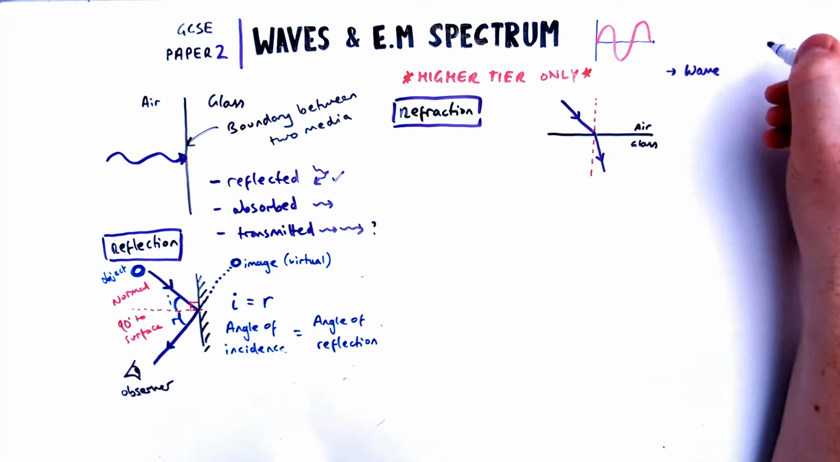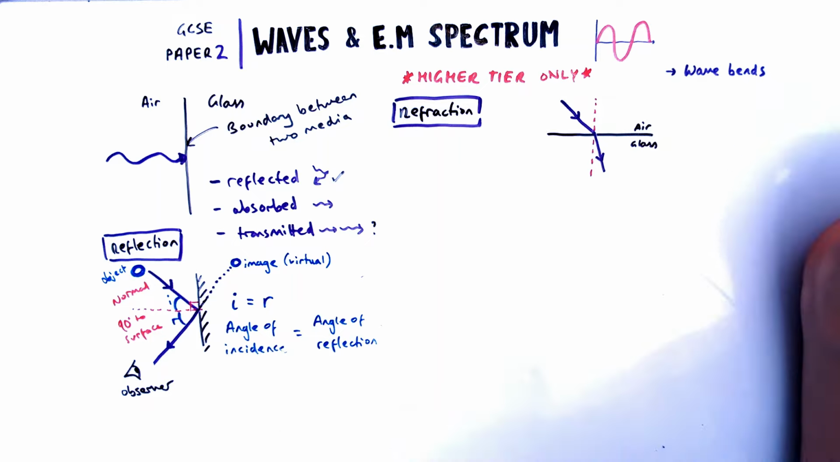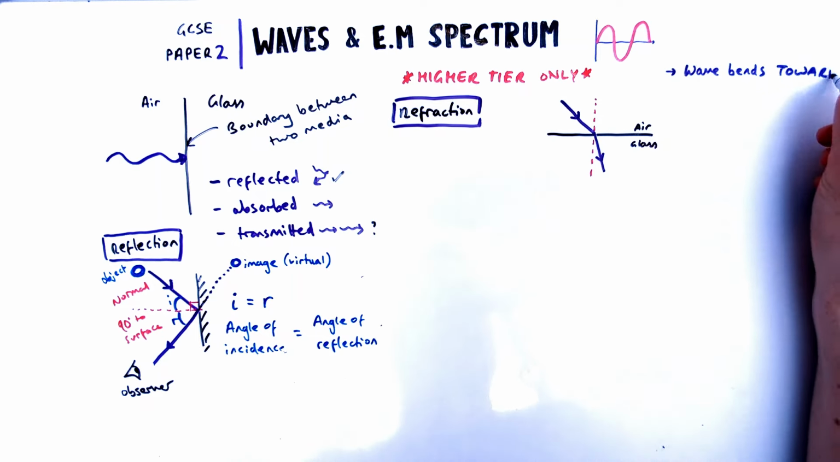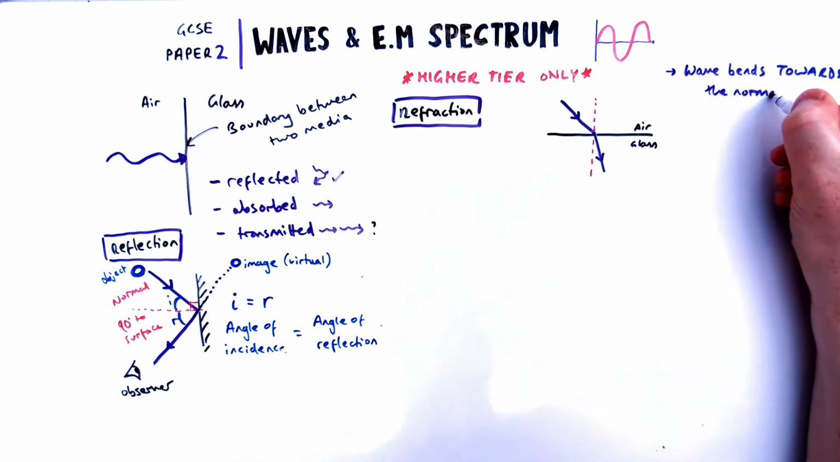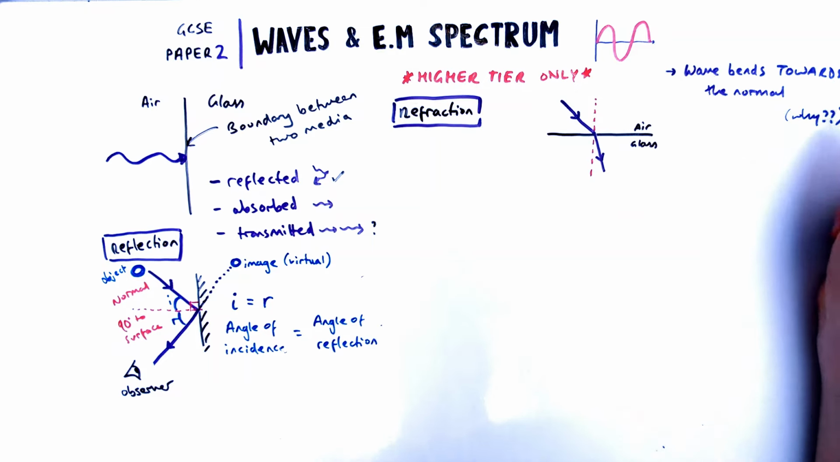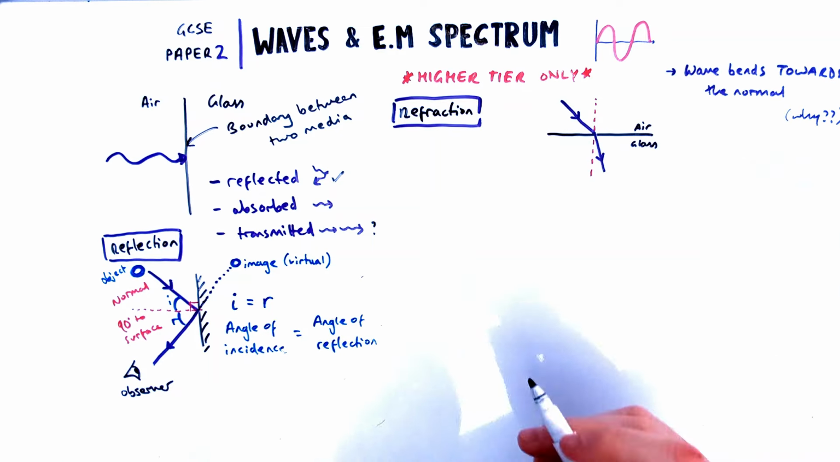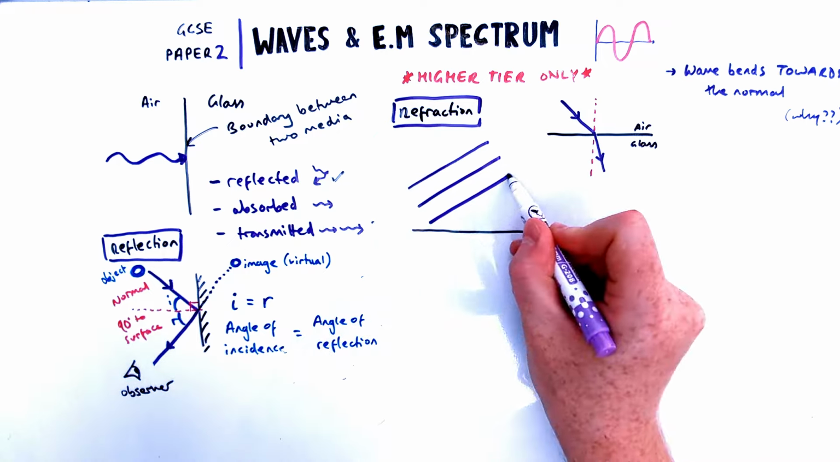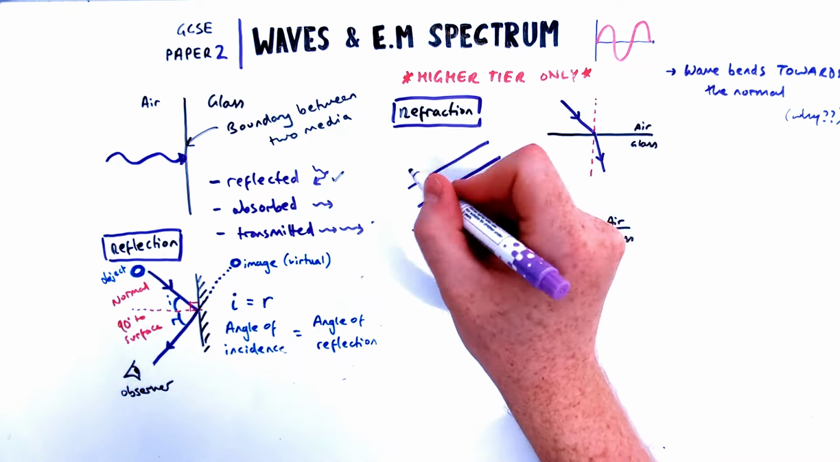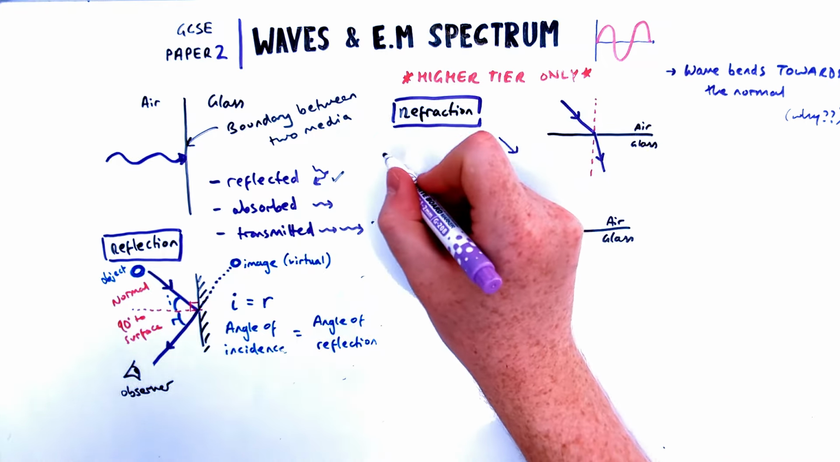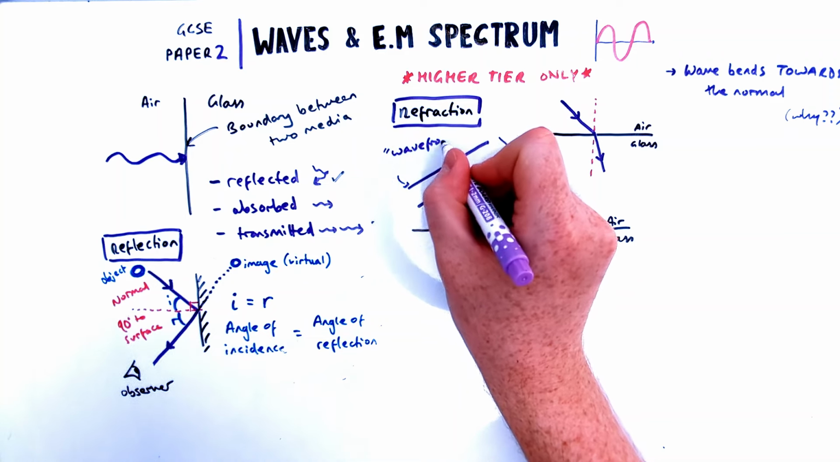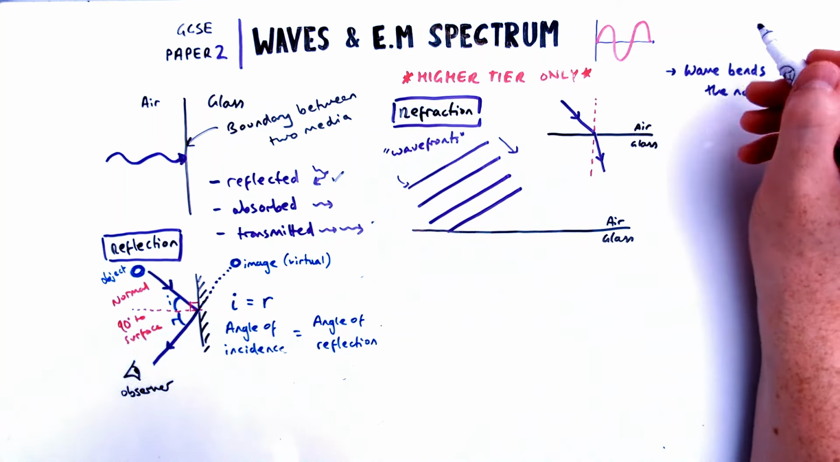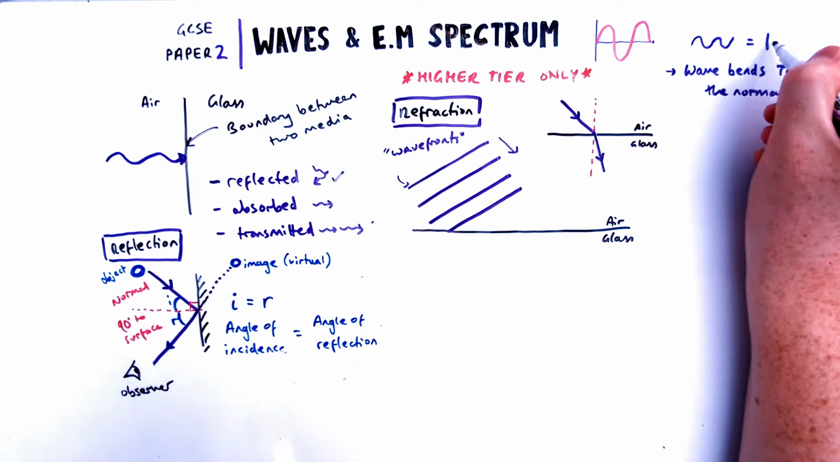Now we can draw the normal on here. This time the normal extends into the glass block, still at 90 degrees, and we can see that actually it bends towards the normal. So why does this happen? Well, to explain it, we've got to use something called wavefronts. So what I'm drawing here are perpendicular lines to the direction of the wave called wavefronts. Each one of them represents a peak of a wave. It's just another way of representing a wave.